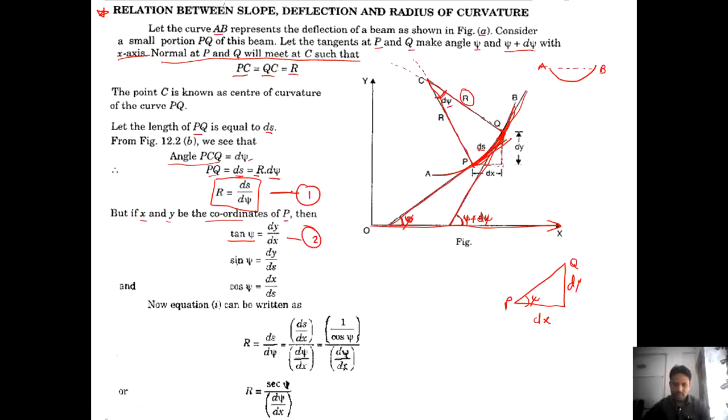Now if we calculate sin phi, sin phi will be opposite by hypotenuse. The hypotenuse is the curve denoted as ds. So sin phi is equal to dy by ds. And cos phi equals adjacent, that is dx, by hypotenuse, that is ds. So cos phi is dx by ds.